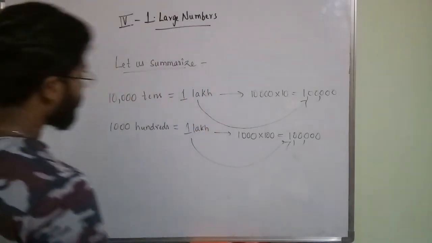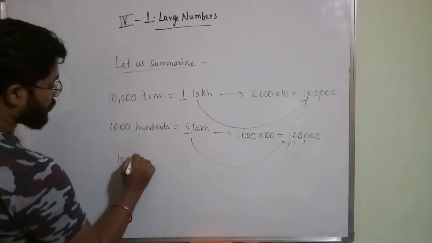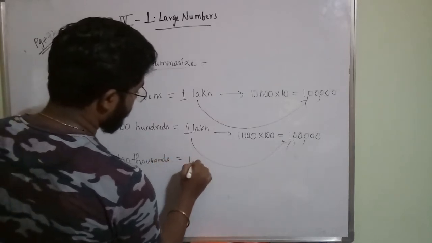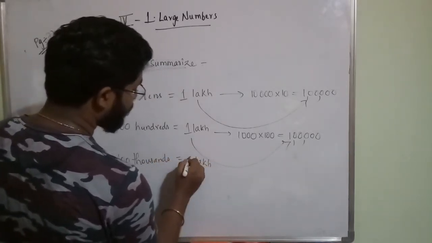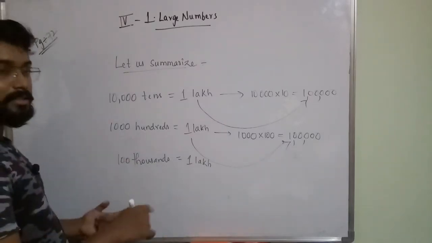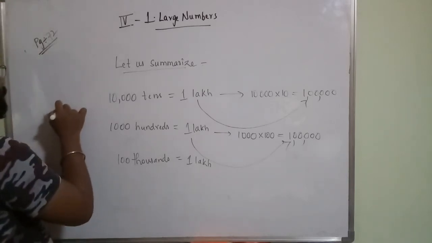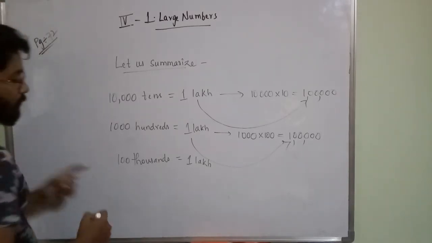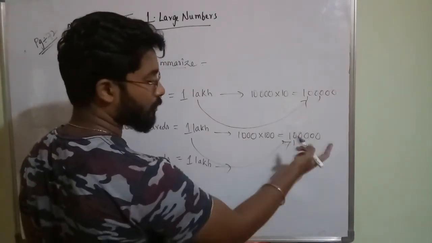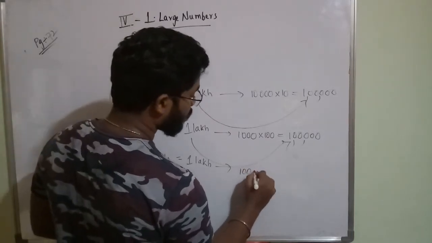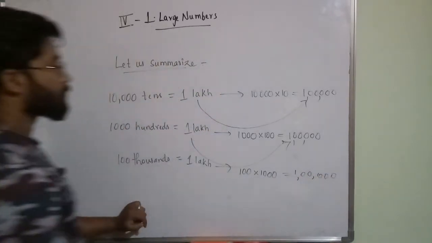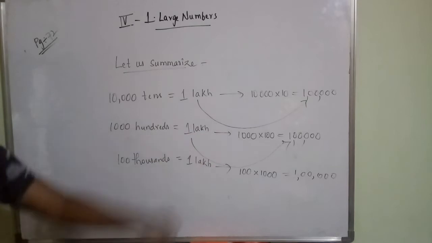Next one, 100 thousands. 100 thousands is also 1 lakh. He is just rearranging the zeros. So 100 thousands and 1000 hundreds is also the same, no? 1 into 2 is equal to 2 into 1, no? So 100 into 1000 is how much? Here 1000 into 100 and 100 into 1000, both you will get 1 lakh only. Okay, so all these multiplications will give 1 lakh only.